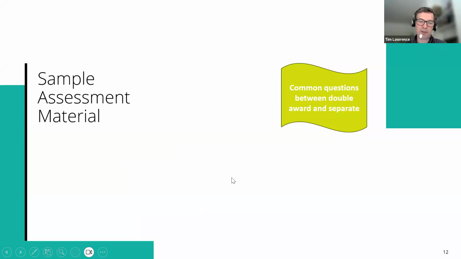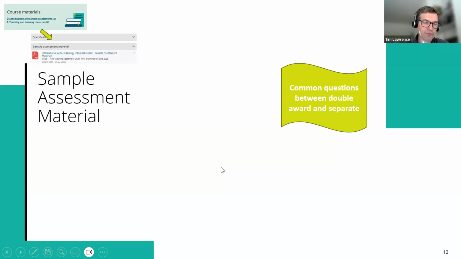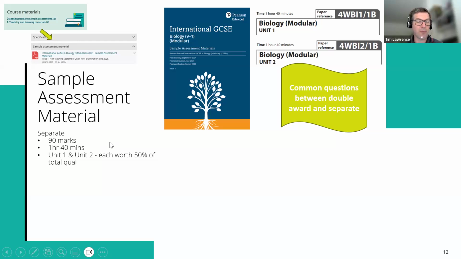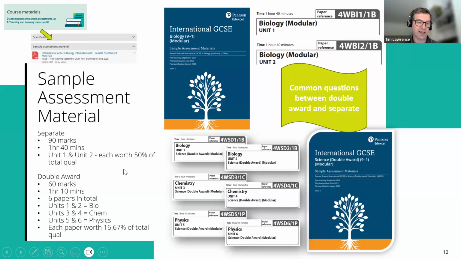Sample assessment materials, so example modular papers, are available there, again under that specification and sample assessments link. It looks like this in terms of the cover of the PDF. As I said, 90 marks and 1 hour 40 minutes for each of the biology units. They're equally weighted, each counting 50% towards the overall grade. Whereas the double award is 60 marks, 1 hour and 10 minutes, and students will be sitting 6 exams in total, 6 different units. Again, they're all equally weighted.